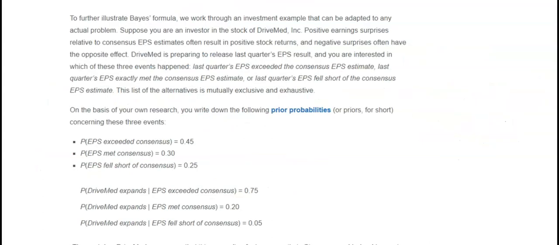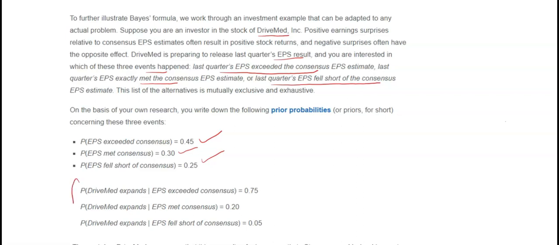The next example is you are an investor in the stock of Drive Med. Positive earnings surprises relative to consensus EPS estimate often result in a positive stock return, and negative surprises often have an opposite effect. Drive Med is preparing to release last quarter EPS, and you are interested in which of three events happened: EPS exceeded the consensus, met the consensus, or fell short of the consensus. The probability of EPS exceeding consensus is 45%, meeting consensus is 30%, and falling short of consensus is 25%.